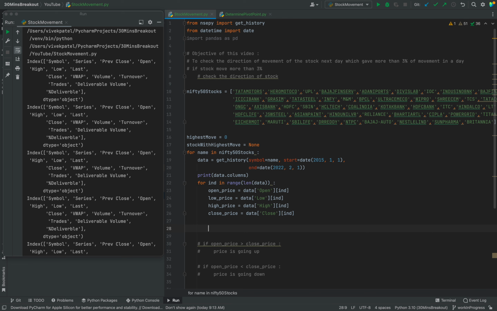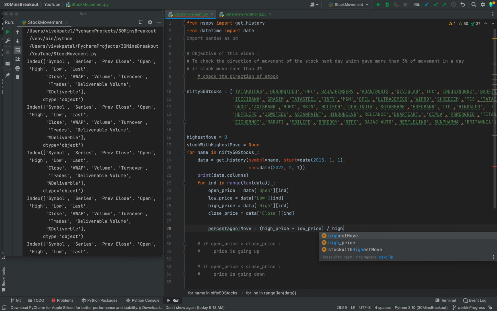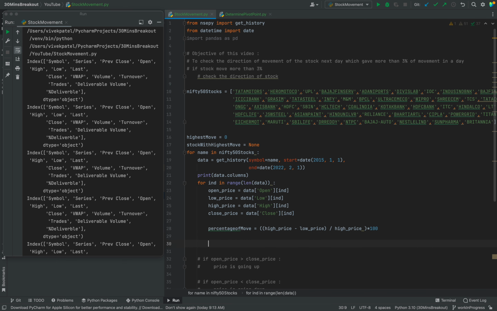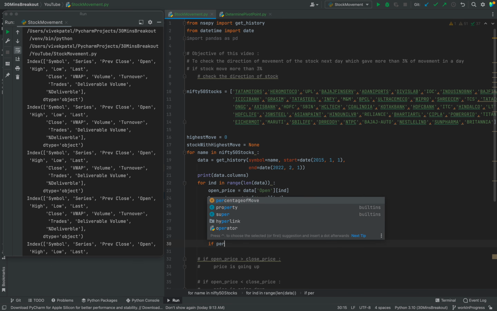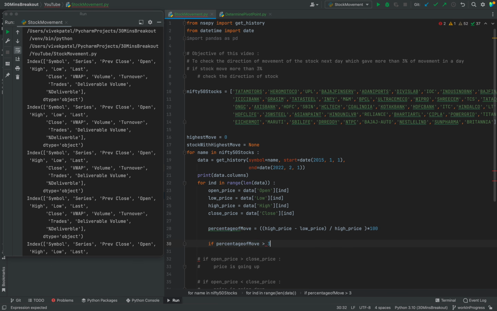So first let us calculate the percentage of movement. For this, we will calculate the difference between high price and low price, divided by high price. So this will give us the percentage of movement. Now we have to check if the percentage of movement is greater than 3. So 3 we are taking just for now, it can be anything, but for now we are using 3.